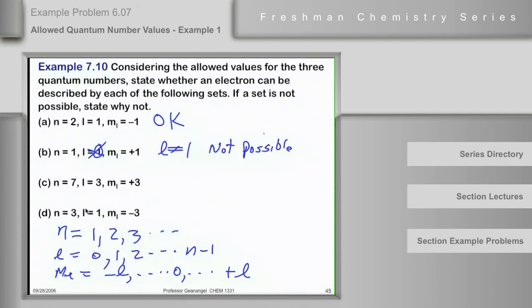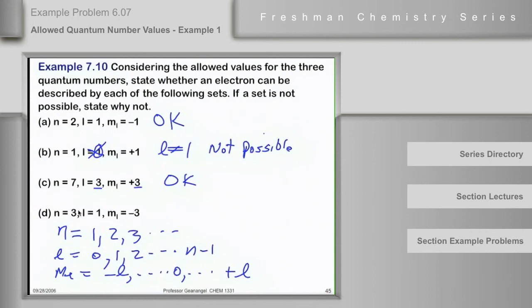All right, n is equal to 7, L is equal to 3, m sub L is equal to plus 3. Well, if n is equal to 7, the possible values for L are 0, 1, 2, 3, 4, 5, and 6. So L is equal to 3 looks like one of those. And if L is equal to 3, the possible values of m sub L run from negative 3 to positive 3. This is positive 3, so this one's okay. All right, comfortable with that? Questions?